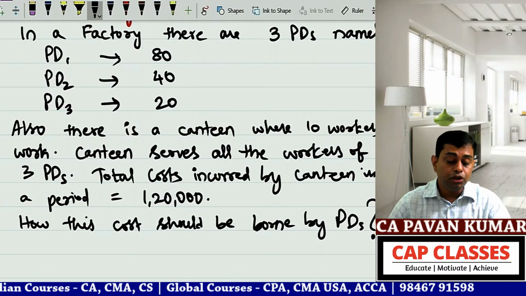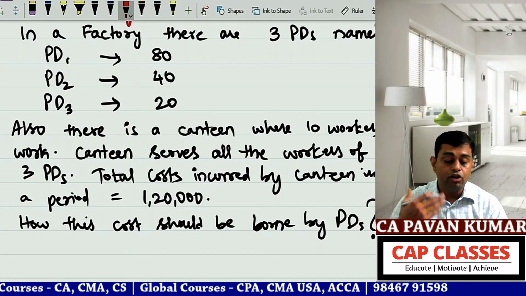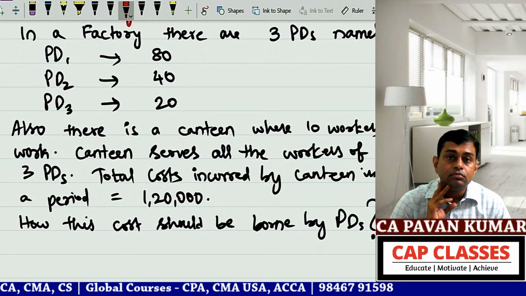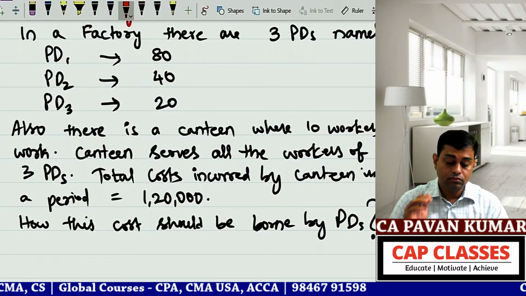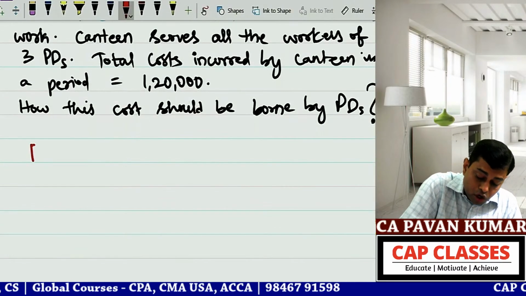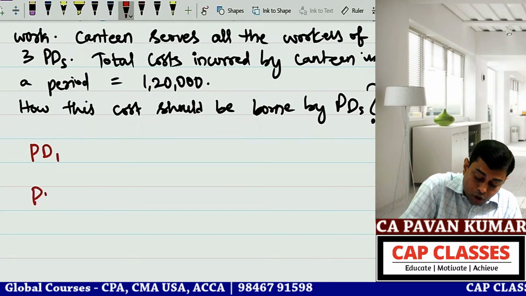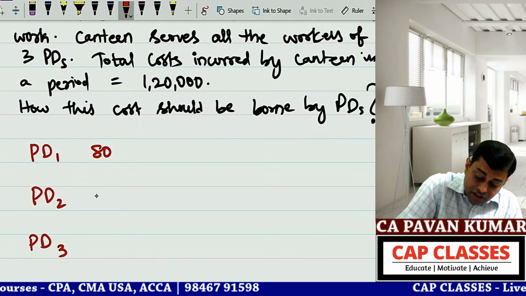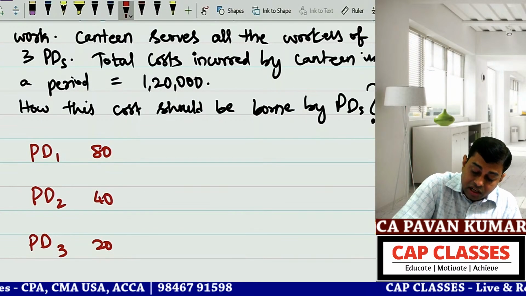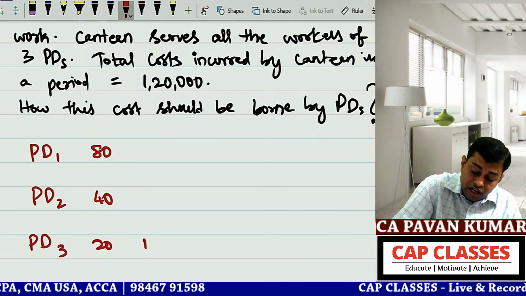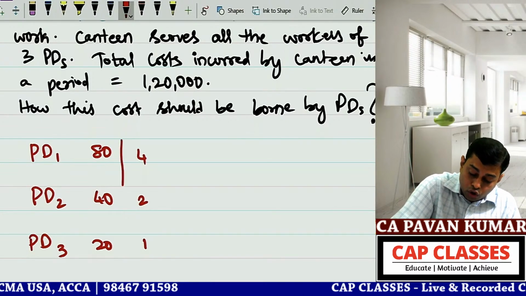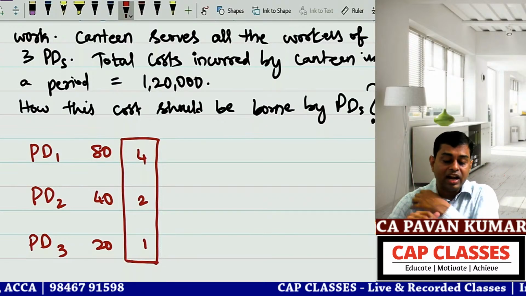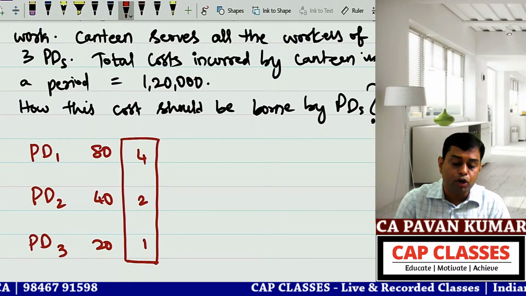Okay, so how much will you give to production department 1, how much to production department 2, how much to production department 3? Can I say production department 1, 2, 3 have 80 workers, 40 workers, 20 workers. So the ratio is 4:2:1. So this 1,20,000 rupees should be apportioned in this ratio.